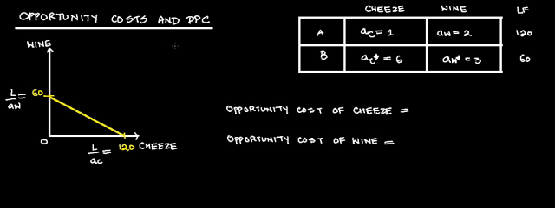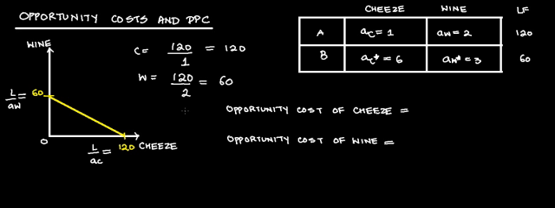Supposedly, if country A uses the entire labor in producing cheese, then it can produce the total amount of labor force upon the number of hours it takes to produce 1 pound of cheese. So it can produce 120 pounds of cheese. Similarly, if country A produces wine only, then it is using its entire labor force, and it takes 2 hours or 2 units of labor to produce wine. So it can produce 60 units of wine.